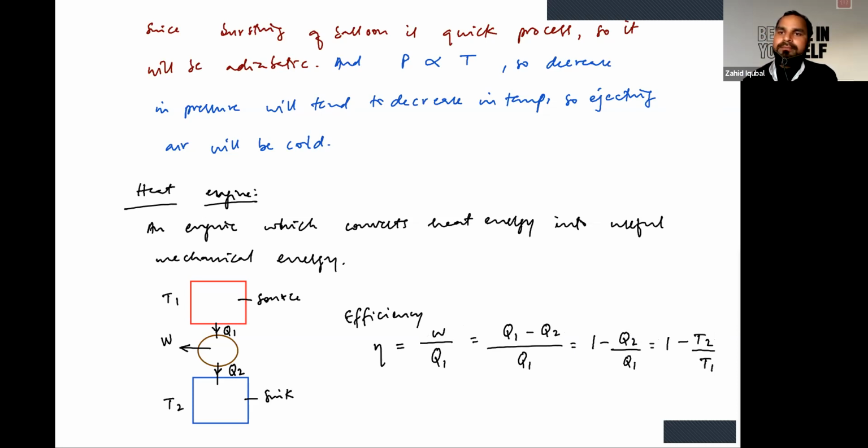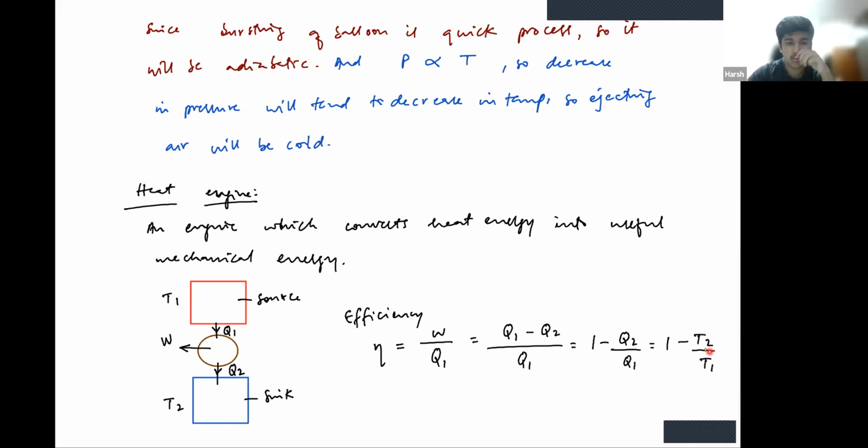Now, from this part, you may be asked how this efficiency becomes 100% or 1. First, T1 should be infinite, so that T2 by T1 becomes 0. And only in that case, the efficiency of the heat engine will be maximum, that is 100%, that is 1. And we can't increase the temperature of the source up to infinite temperature. It will not be possible. Is it clear? Yes, sir.